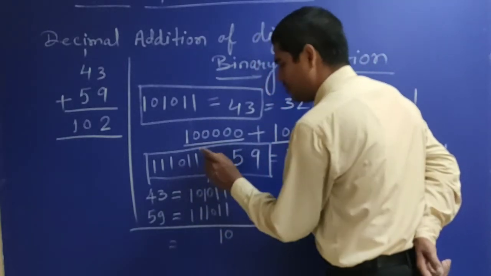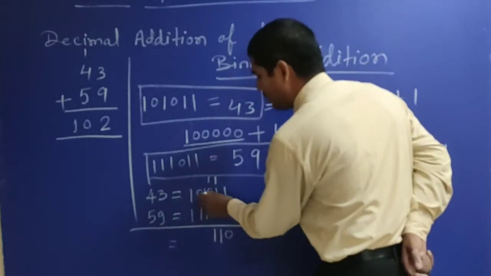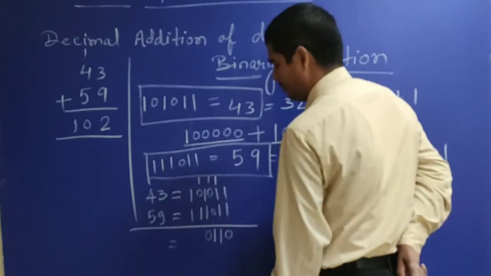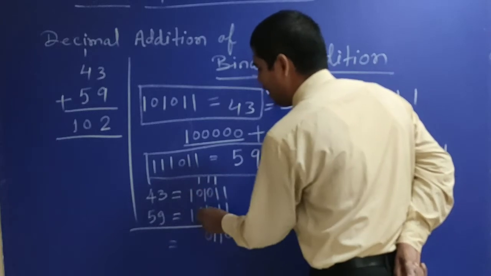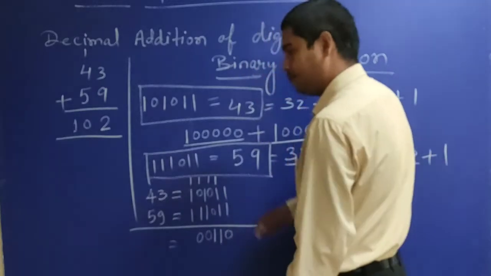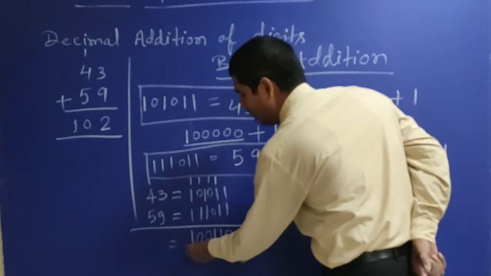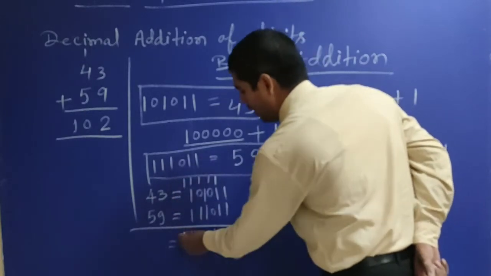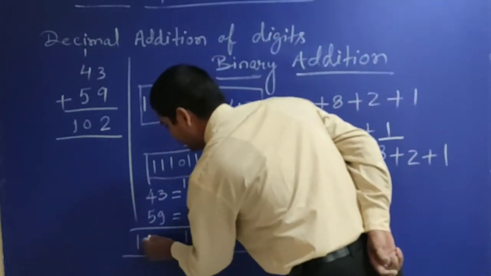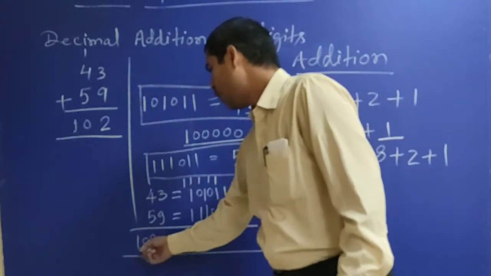0 plus 0 is 0 and plus 1 is here. Now 1 plus 1 is 0, carry moves to the next digit. 1 plus 0 is 1, and 1 plus 1 is 0 and carry moves to the next. 1 plus 1 is 0 and 0 plus 1 is 1, and the carry moves to the next place and will be written here. As you know, the addition of these numbers is 102.